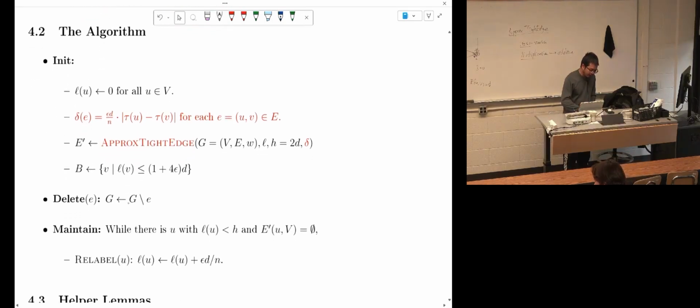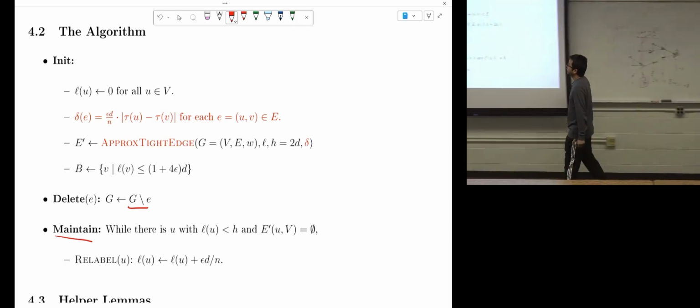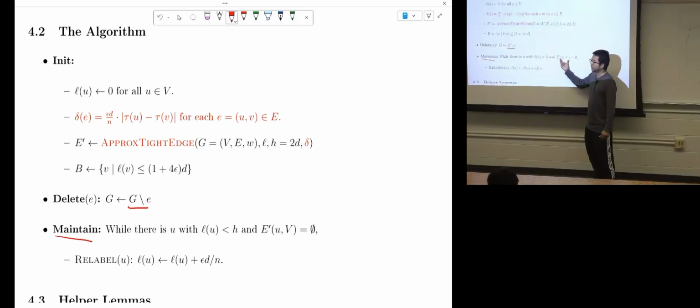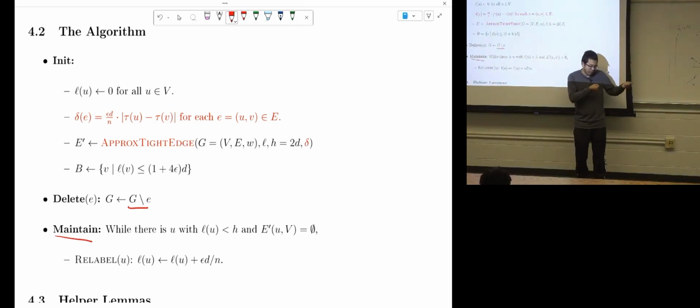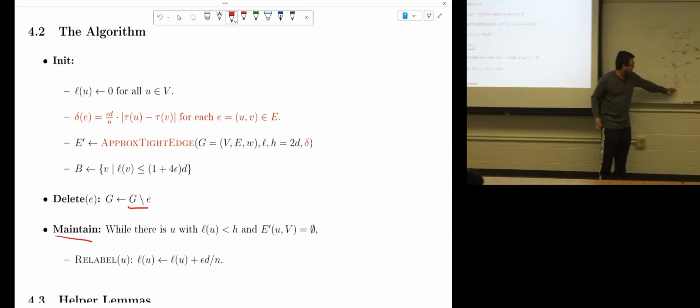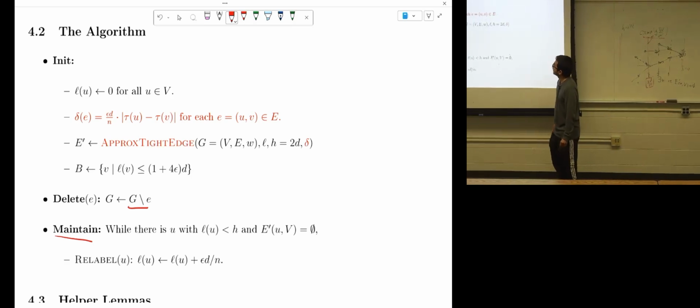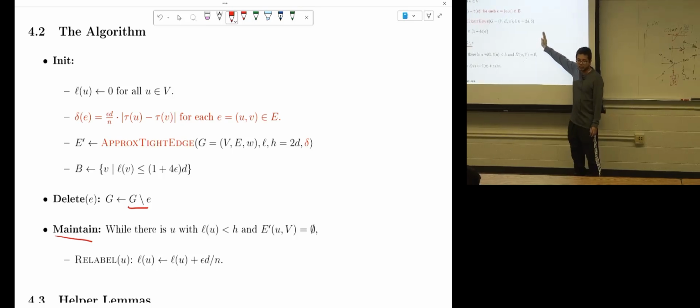And when we delete, we try to play gravity like before. As long as there is some node that's not tight with anyone, just pull it. And you pull it by this multiple, similar to the idea here that everything is a multiple of this. So that's the algorithm.